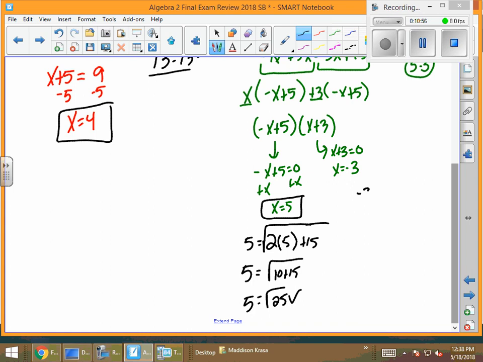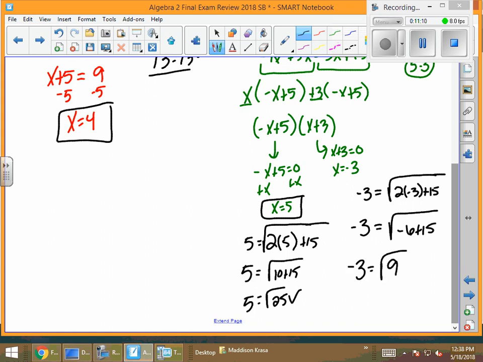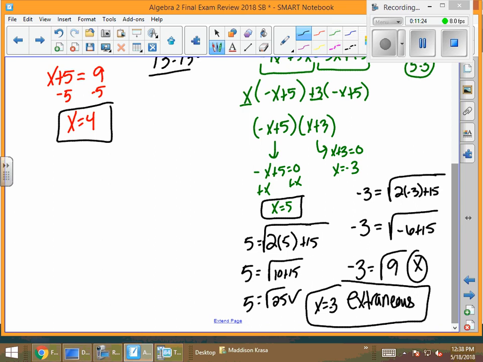Let's go ahead and check negative 3. All right, so we have negative 6 plus 15, which is radical 9. Radical 9 does not equal negative 3, so we would call this extraneous. So x equals negative 3 is extraneous. So that's the section of the square roots unit that you can do with a calculator. Now we're going to get to the sections where you cannot use a calculator.